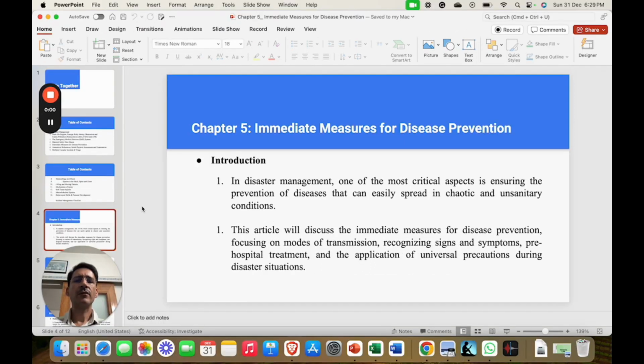Immediate measures for disease prevention. In disaster management, one of the most critical aspects is ensuring the prevention of diseases that can easily spread in chaotic and unsanitary conditions. This article will discuss the immediate measures of disease prevention, focusing on modes of transmission, recognizing signs and symptoms, pre-hospital treatment, and the application of universal precautions during disaster situations.